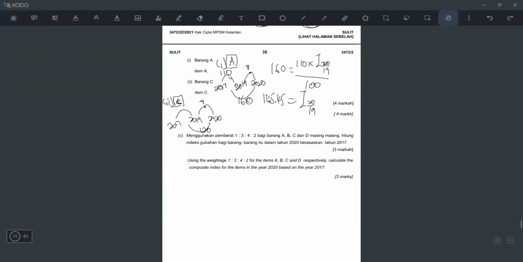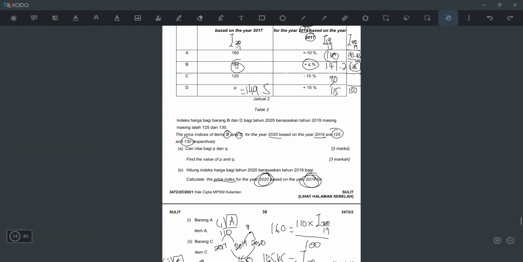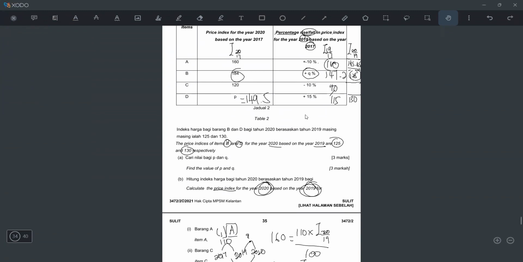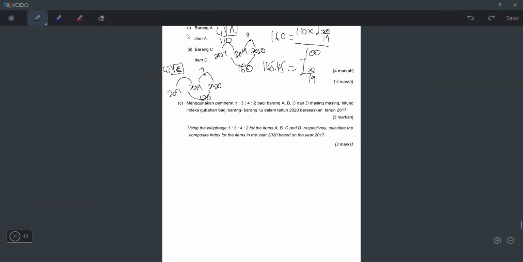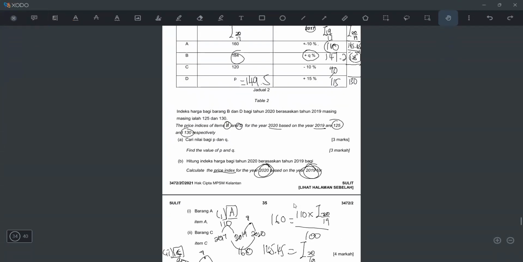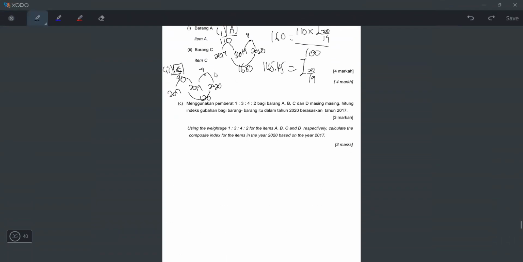And then the other one I have is 90, and the 90 is for 19 based on 17. So 19 based on 17 is 90. Let's double check again to see I wrote correctly. Okay, correct. So now I can find this part.